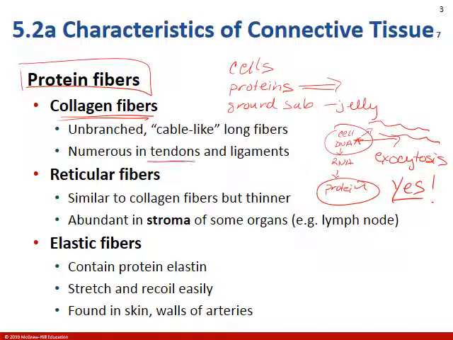You're going to see these in tendons and ligaments. So tendons are muscle to bone, ligaments are bone to bone attachments. You're going to see reticular fibers. They basically form a framework. That's probably the best way to think about it. Framework or scaffolding or a mattress. These reticular fibers you're going to see in lymph nodes.